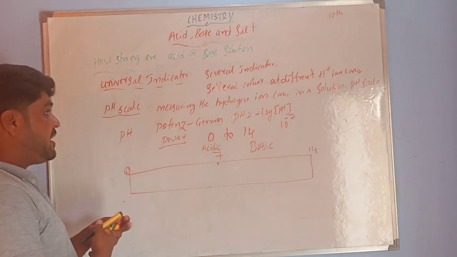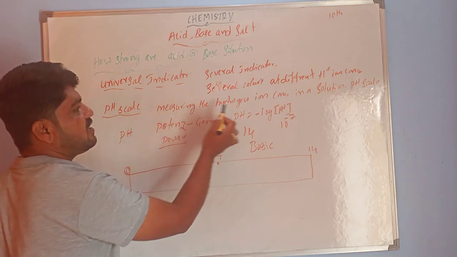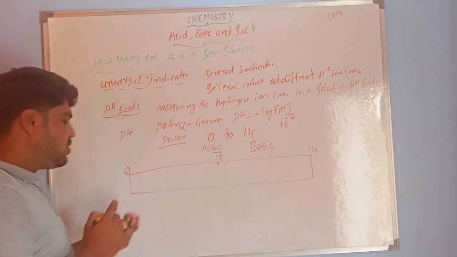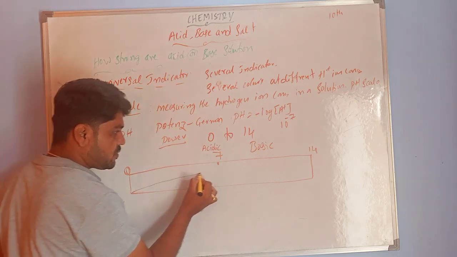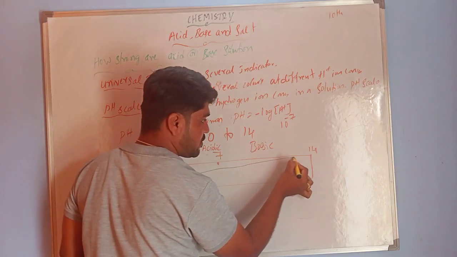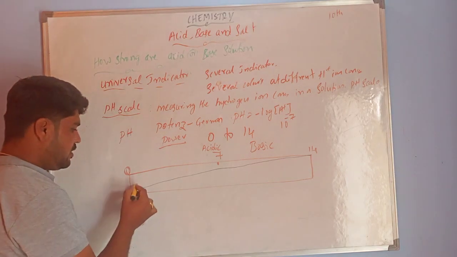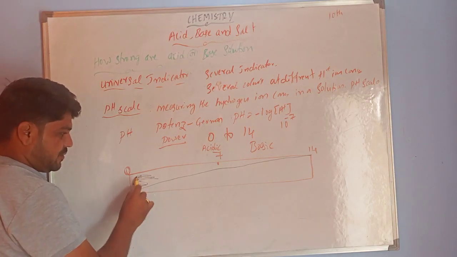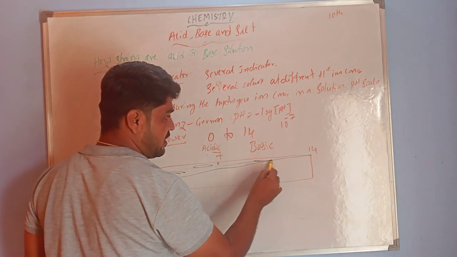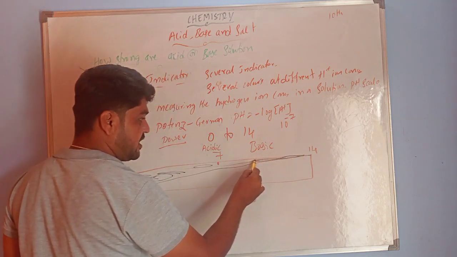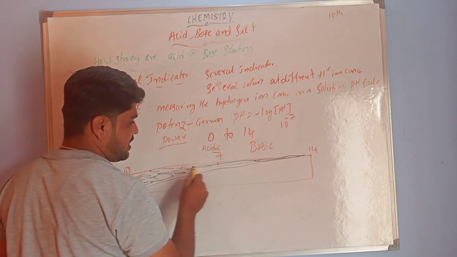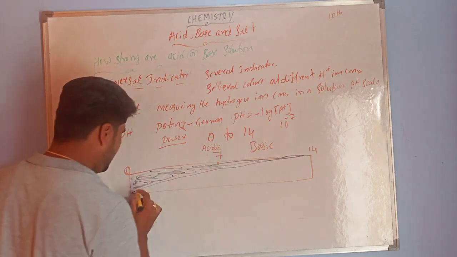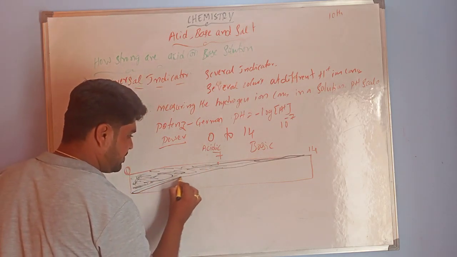Depending on what we are measuring, the hydrogen ion concentration right now. So in this I am going to represent hydrogen ion concentration with this black color. Hydrogen ion concentrations. So carefully observe here.